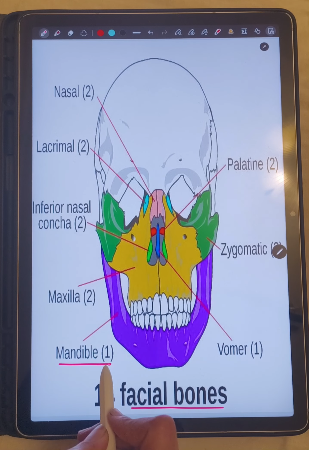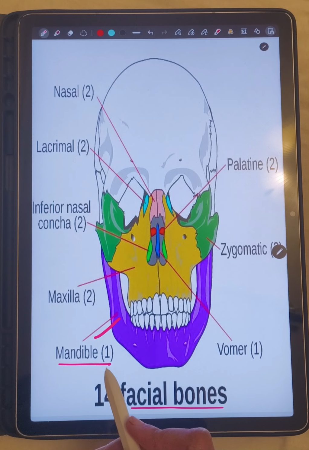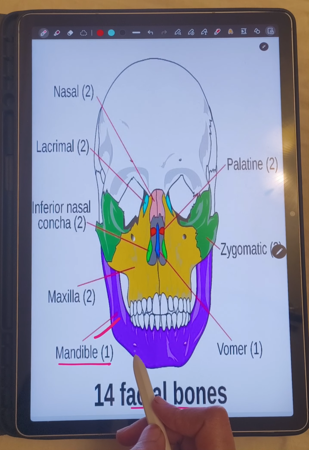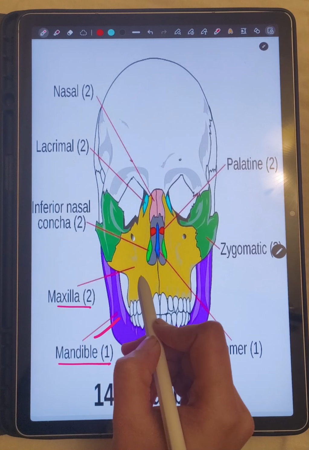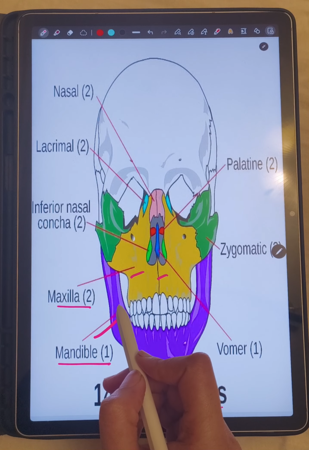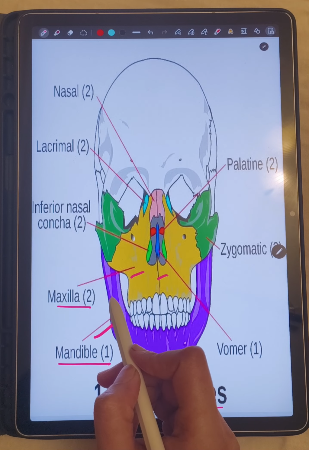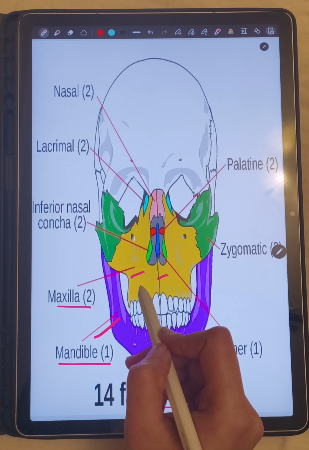First, we will discuss the mandible. This is the mandible, the lower jawbone, the largest and strongest facial bone. It holds the lower teeth, forms the chin, and helps in chewing and speaking. Next is the maxilla, yellow color. The upper jawbone, it holds the upper teeth and forms part of the nose, eye socket and roof of the mouth.